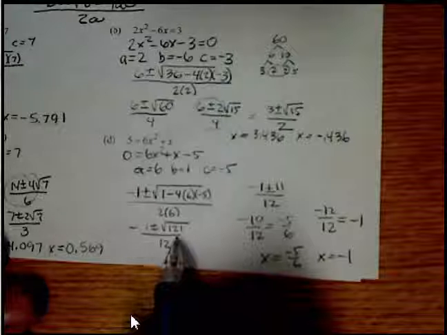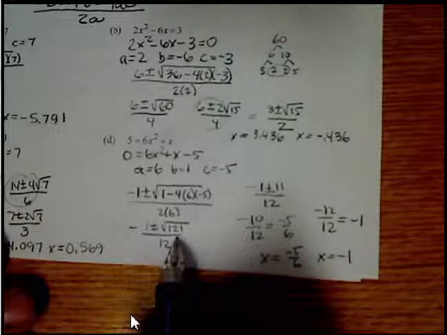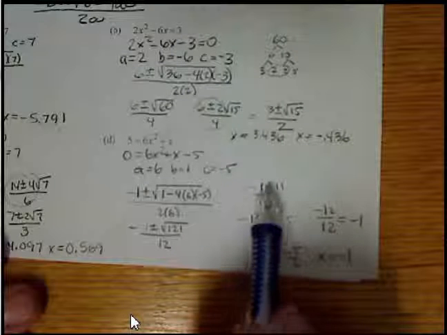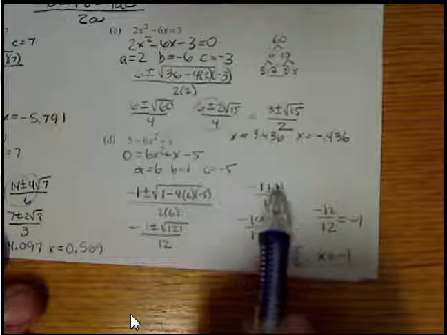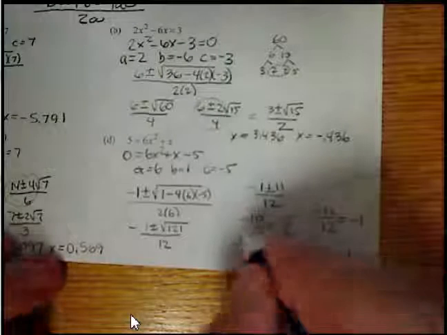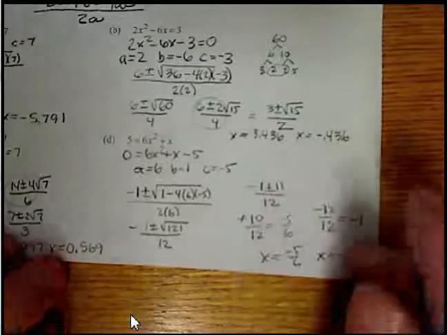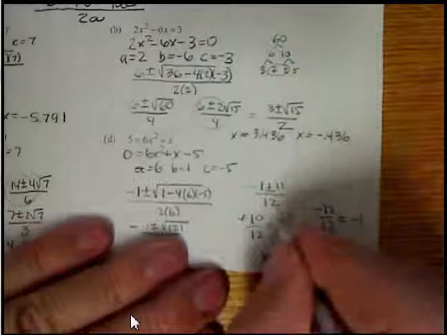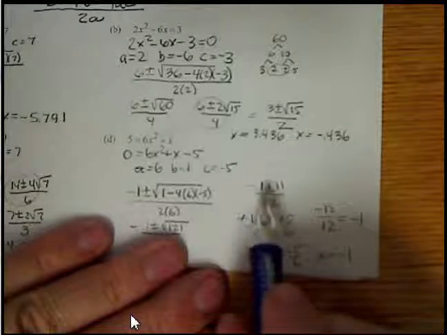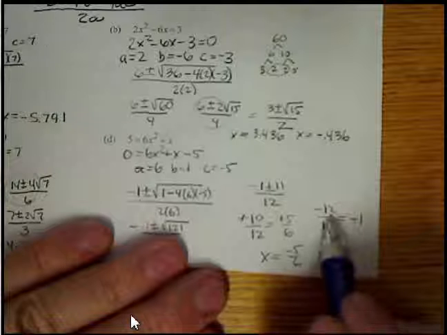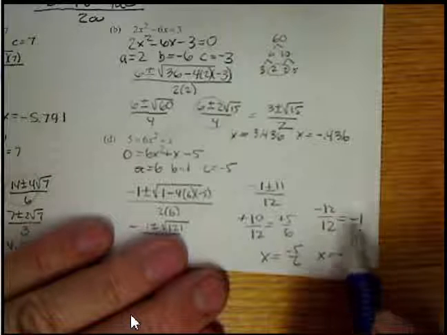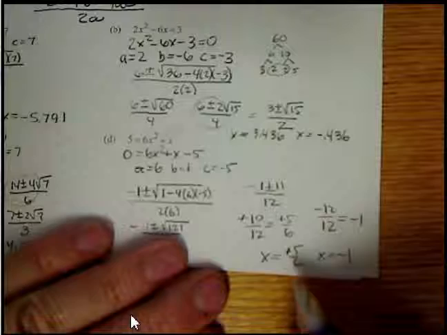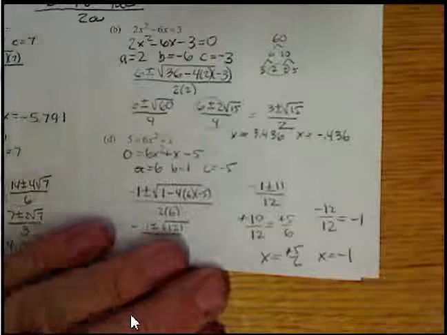Square root of 121 is 11. So I get negative 1 plus 11 over 12. So negative 1 plus 11 would give me, whoops, positive 10. So I got positive 5/6. Then negative 1 minus 11 is negative 12 over 12. That's negative 1. So this one didn't require any simplification. That should have been positive.